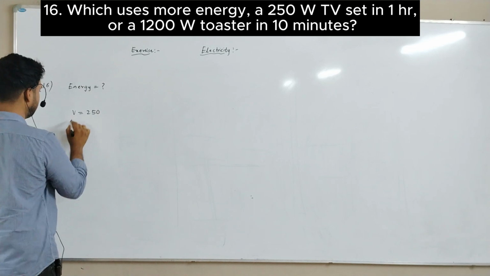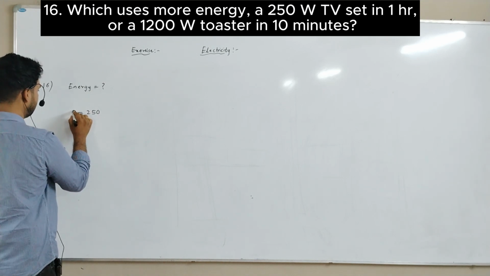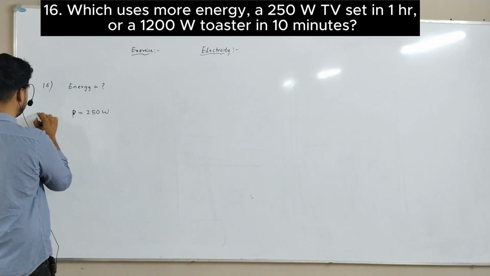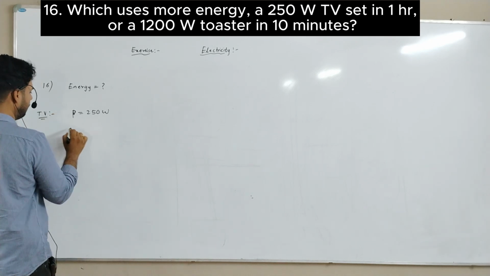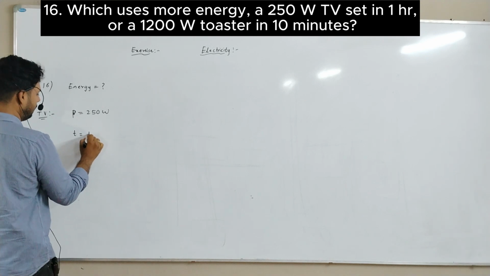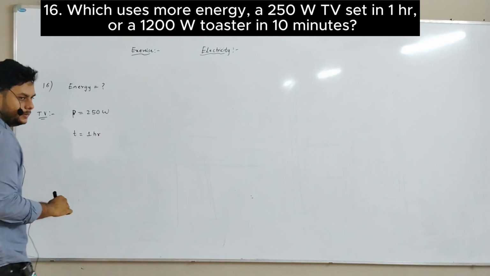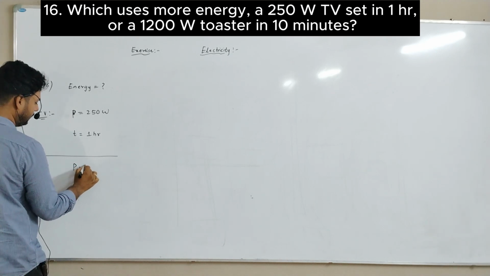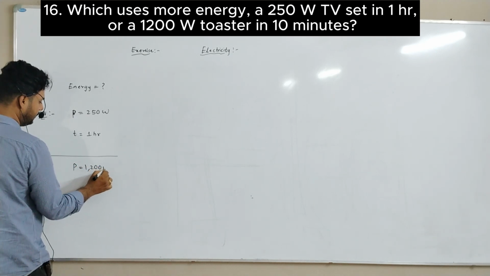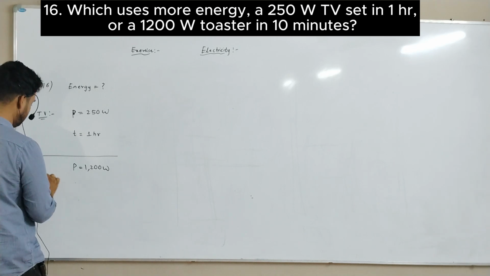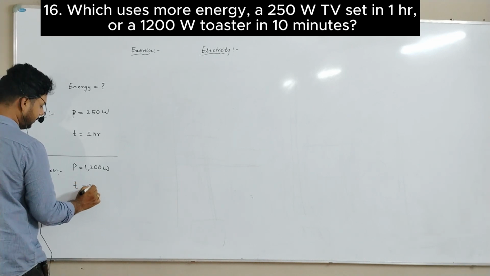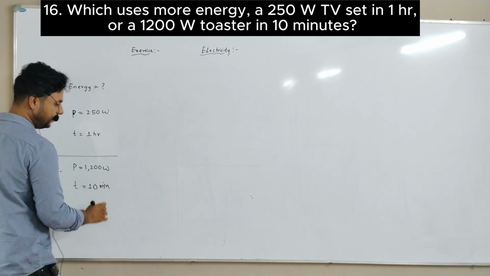Watts, that is power. A 250 watt TV set in 1 hour, time 1 hour. Or 1200 watts, that's power 1200 watts, a toaster in 10 minutes, time 10 minutes. What is the formula of energy?